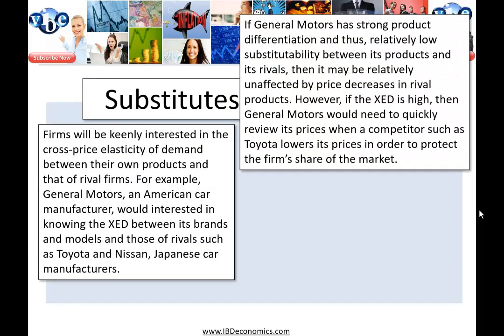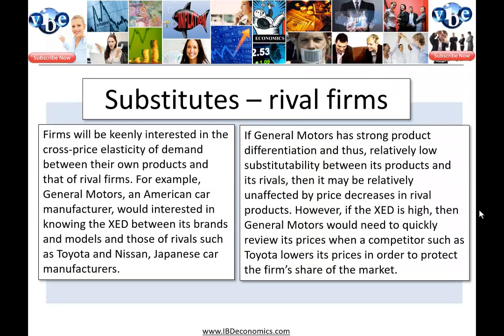Now, substitutes with rival firms, this is very important as well. Firms are going to be keenly interested in the cross-price elasticity of demand between their own products and that of rival firms. So, for example, General Motors would be really interested in knowing the cross-price elasticity of demand between its own brands and models and those of rivals such as Toyota and Nissan, other car manufacturing companies. If General Motors has strong product differentiation and thus relatively low substitutability between its products and those of its rivals, then it may be relatively unaffected by price decreases in rival products.